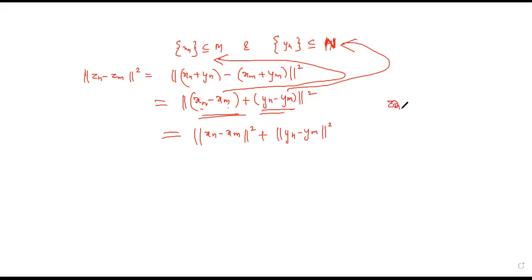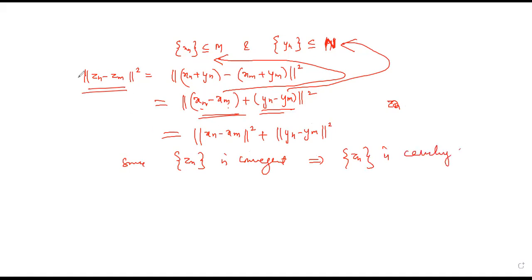Zn जो है, it's a convergent sequence, right? This is a convergent sequence, therefore it's a Cauchy sequence. Now since Zn is convergent, it implies that Zn is Cauchy. So this thing would approach 0 as n, m approach infinity. Zn is Cauchy, and which implies that xn and yn are Cauchy sequences.